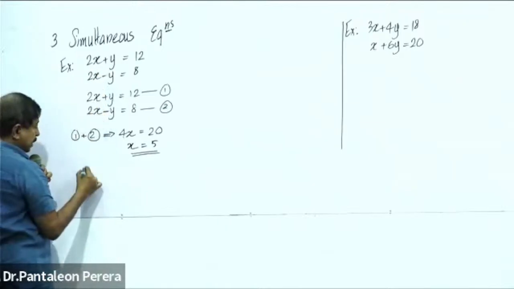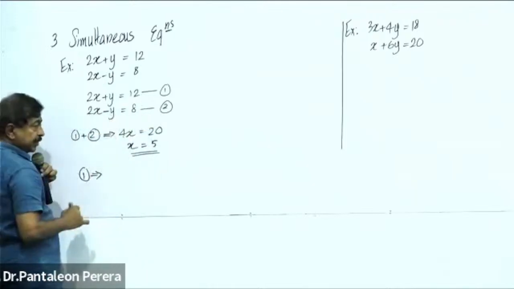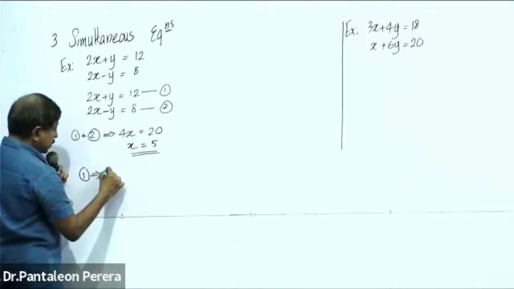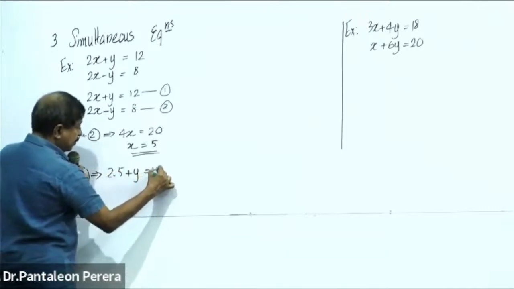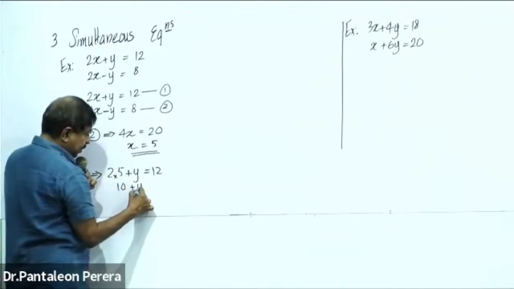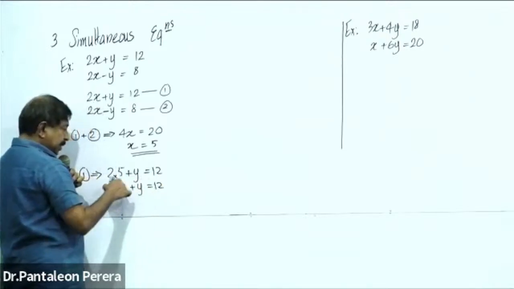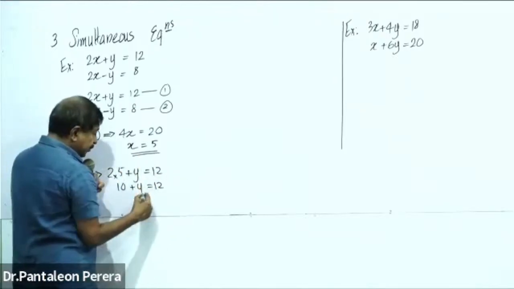Probably equation 1 would be better, because if you substitute it into the other, you have to take y to the other side. Here you don't have to do that. 2 times 5 plus y is 12. So this is 10 plus y is 12. You take this 10 to the other side, it will appear as minus 10. So 12 minus 10 is 2.